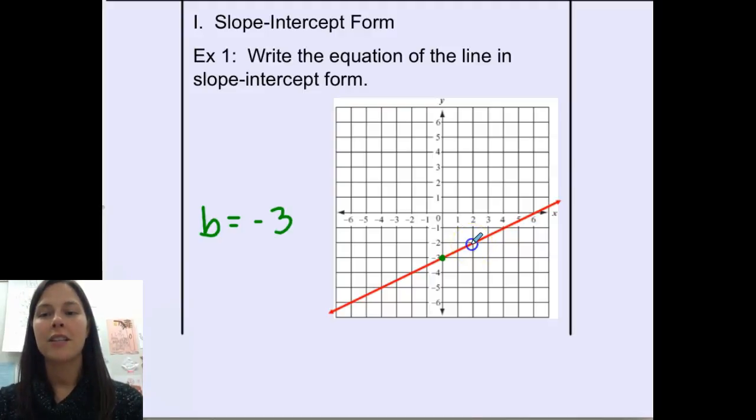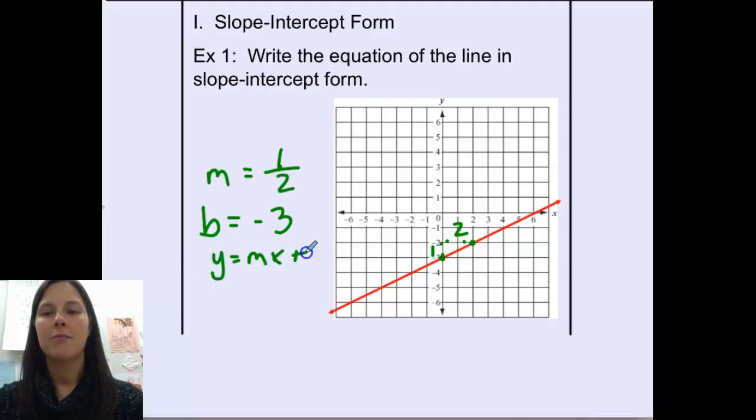Then you find another nice point on the graph, and we're going to count rise over run to get our slope. Notice that from left to right, our line is rising, so our slope will be positive. We went up 1, right 2. So our slope, our rise was 1, and our run was 2. Our slope is 1/2. Putting that into y equals mx plus b form, we have y equals 1/2 x minus 3.